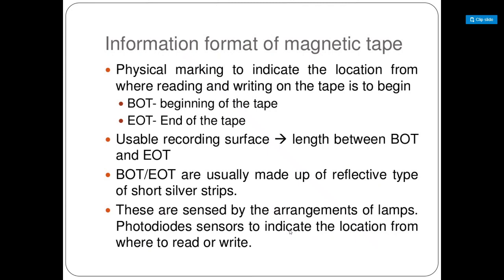The starting white or transparent tape, as I said, is a physical marking to indicate the location from where the tape should start reading. And the length between the BOT and EOT is the part that is used for recording. And in some there are sensor arrangements, such as lamps and photodiode sensors, to indicate the location from where read or write should start.